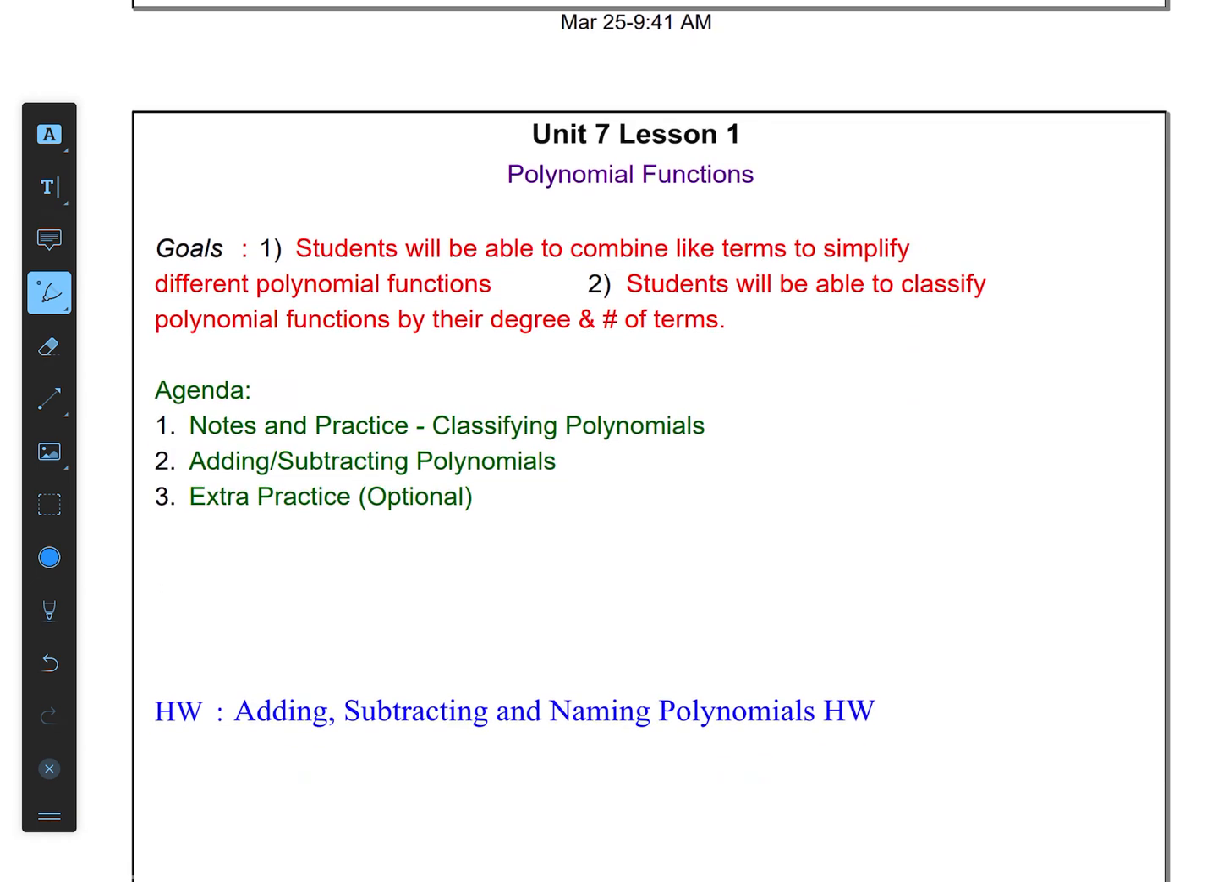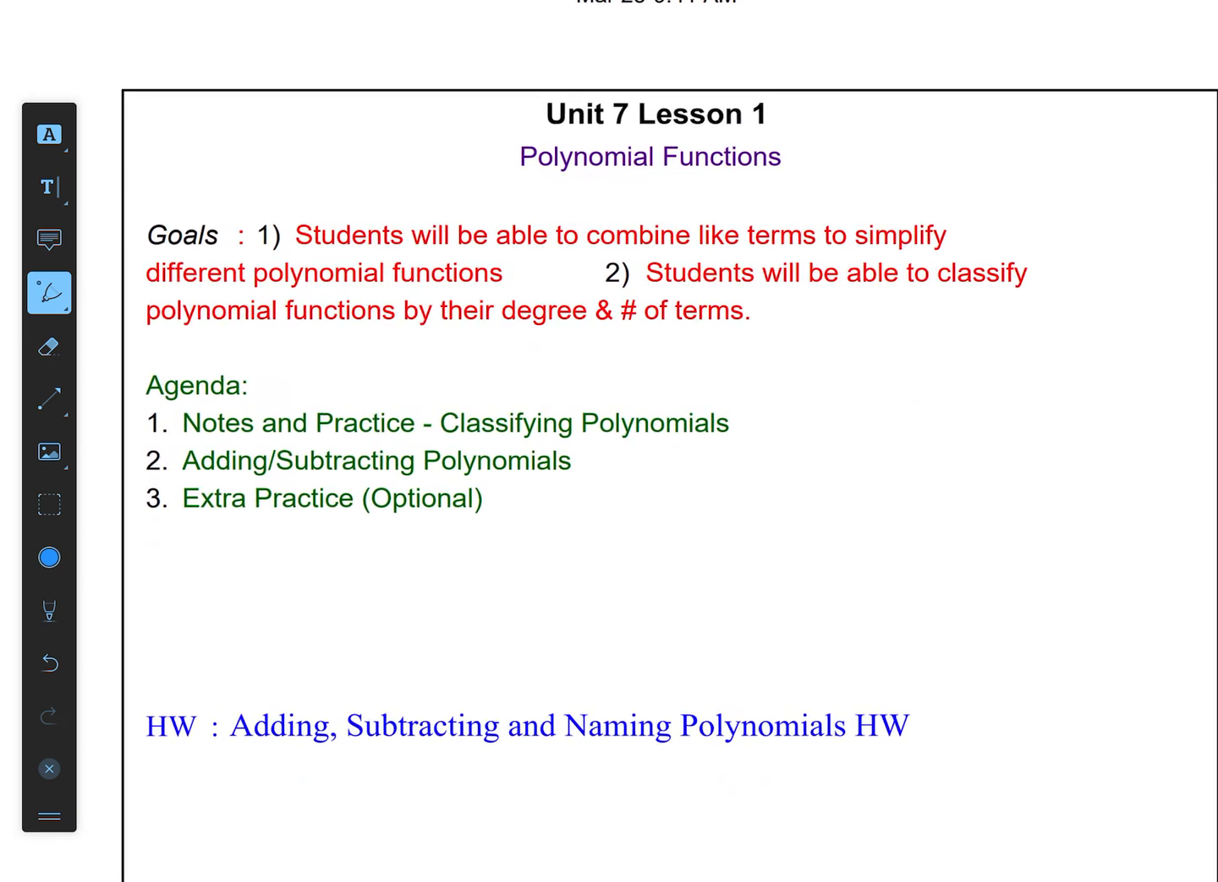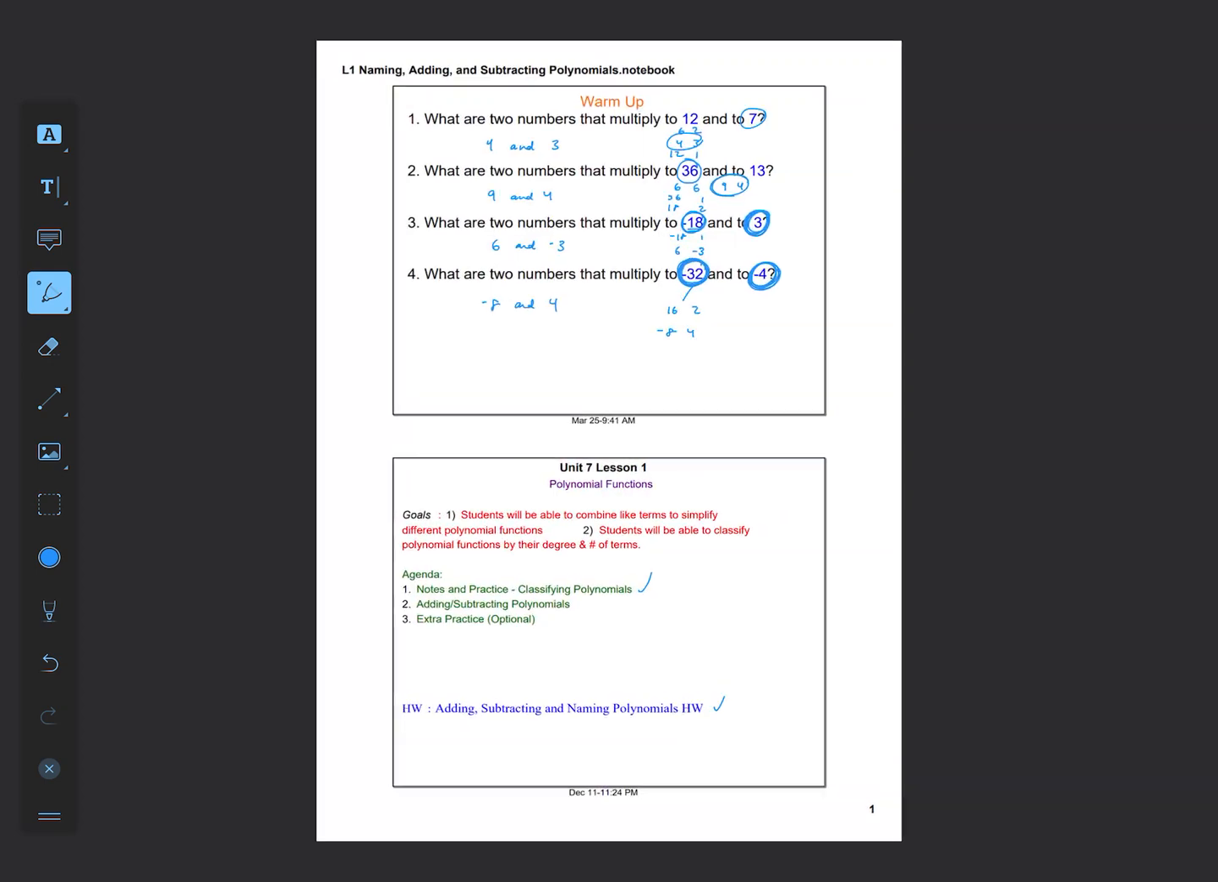For today, here's the plan. You're used to this slide. This is the first lesson in your new unit called Polynomial Functions. We're going to take some notes. You guys will do some practice. There's some extra practice at the end if you want, and then you will have a homework worksheet as well, which is also posted on Schoology for you. So let's get to work.